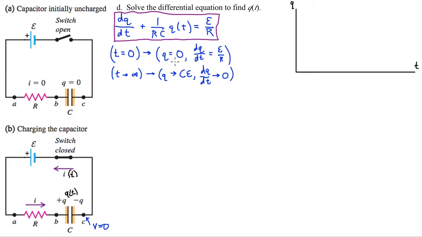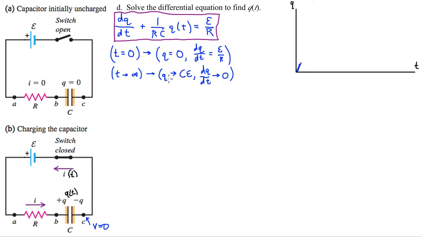So when they say sketch, what you want to do is get the basic features right and maybe show one or two important values, but you don't need to go and calculate points and plot something nicely. So for example, here at time t equals 0, which is right here, we're going to have q equals 0, and we're going to have dq/dt as some positive value, EMF divided by R. So I'm going to show something like that to start with.